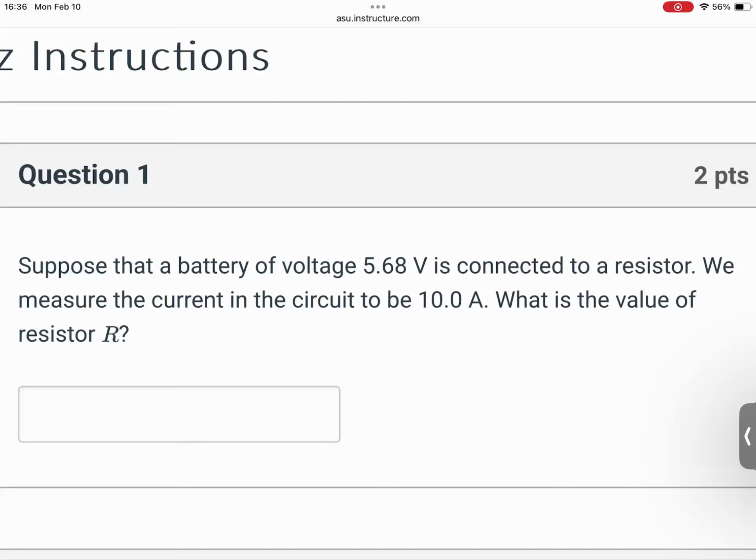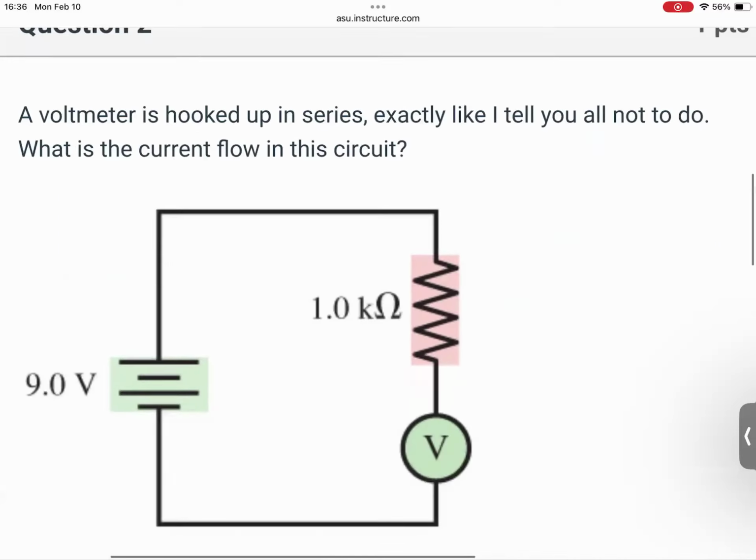If you answered 0.568 amps, meditate upon this. It can't be one of the things that's given. Okay, so the concept is V equals IR. Great, next one.